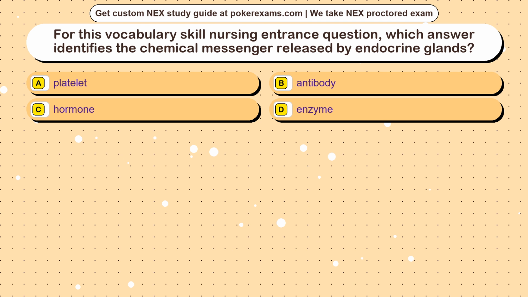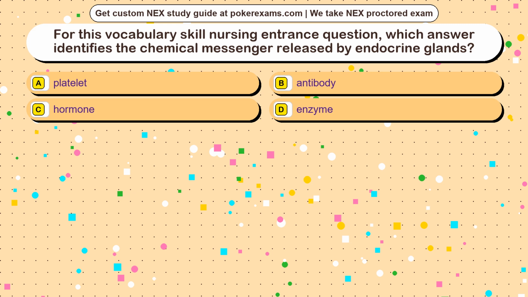Question 13. For this vocabulary skill nursing entrance question, which answer identifies the chemical messenger released by endocrine glands? Option A, platelet. Option B, antibody. Option C, hormone. Option D, enzyme.